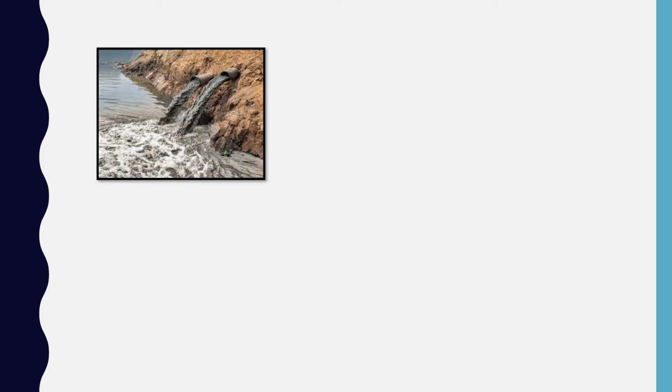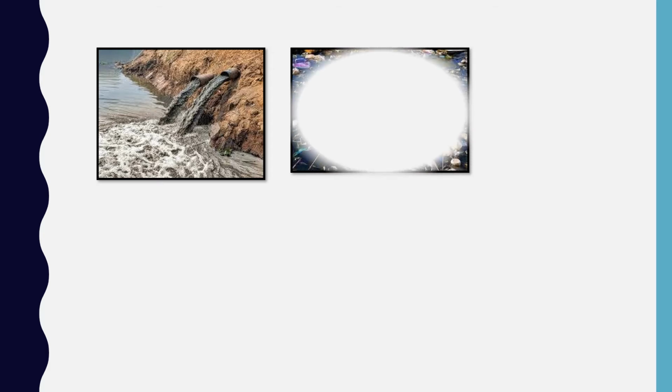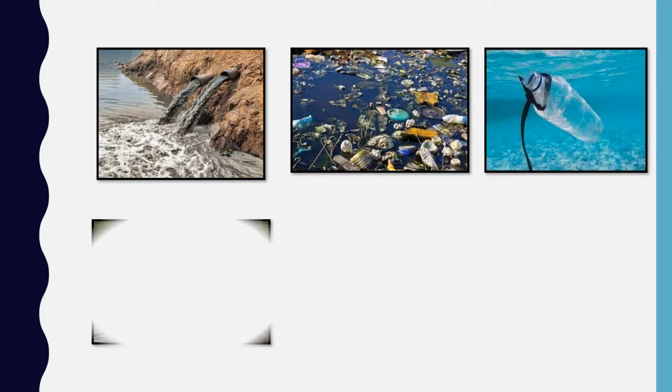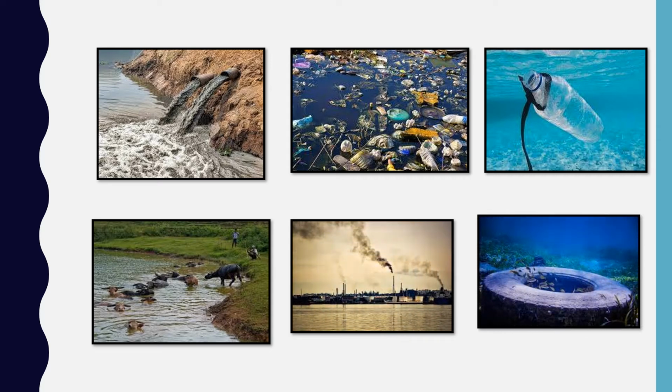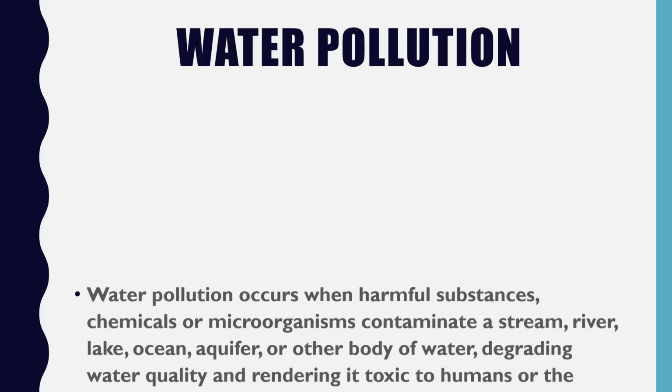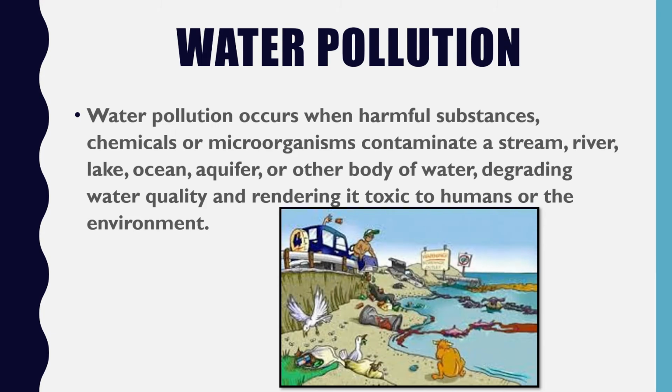Now, what can you see in these images? Yes, we can see that water is being polluted in different ways. We will study about water pollution. Now, what is water pollution? Water pollution is the contamination of water bodies, usually as a result of human activities. Water bodies include, for example, lakes, rivers, oceans, aquifers, and groundwater. We studied this in the previous slide. Water pollution results when contaminants are introduced into the natural environment.